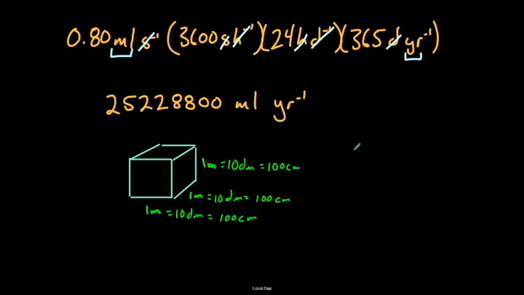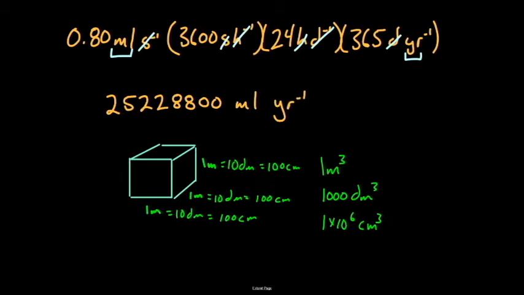So 1 times 1 times 1, well, that's 1 meter cubed. 10 times 10 is 100, times 10 is 1,000. It's 1,000 cubic decimeters, and 100 times 100 is 10,000 times 100 is 1,000,000. 1 times 10 to the 6 cubic centimeters. The other thing you can do with this is you can get your liquid measures, which are not really SI. In SI, we just use volume measurements directly.